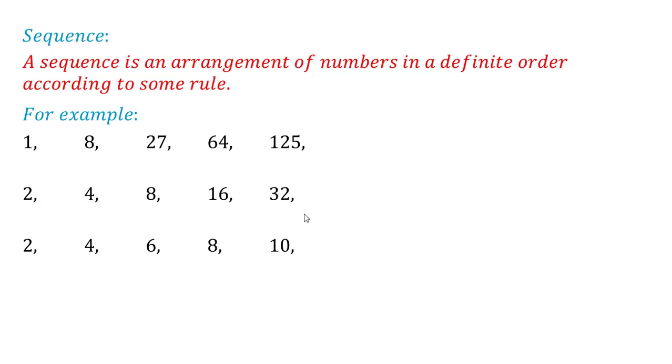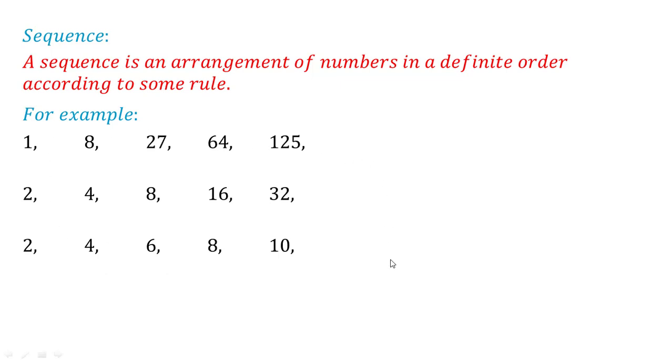Here also you can identify that each next term is found by multiplying the previous term by 2. And here 2, 4, 6, 8, 10. Here you see that the difference between two consecutive terms is the same, right? Okay. So all these are called sequences.